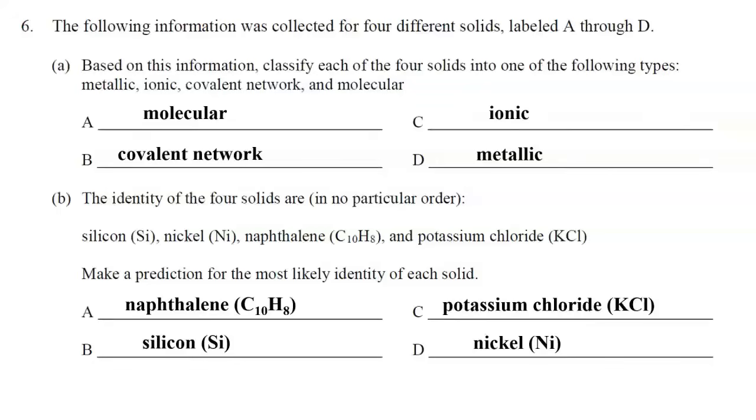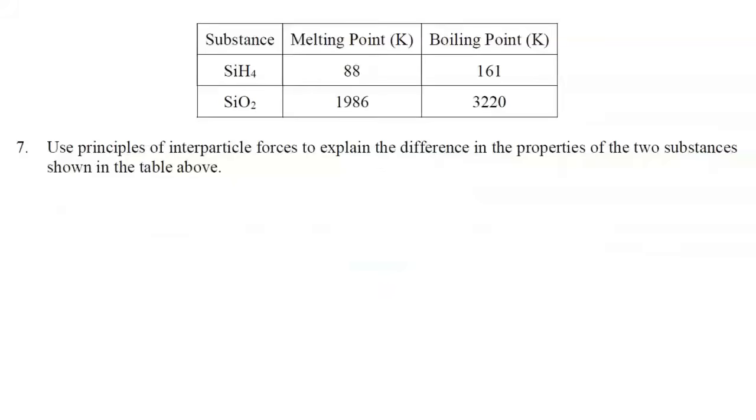All right, we've classified in part A the four types of solids based on the properties. We've identified, based on the chemical formula, the four types of solids. And now moving on to question 7. Question 7 says, use principles of interparticle forces to explain the difference in the properties of the two substances shown in the table above. So the first substance is SiH4, and the second substance is SiO2. We can tell, looking at the numbers for melting point and boiling point, that SiO2 has a much higher melting point and boiling point than SiH4.